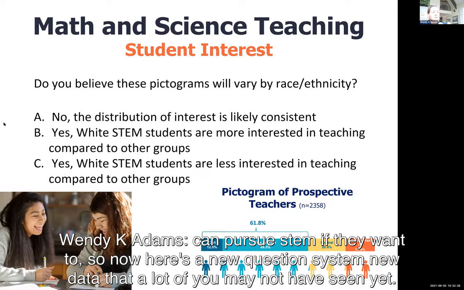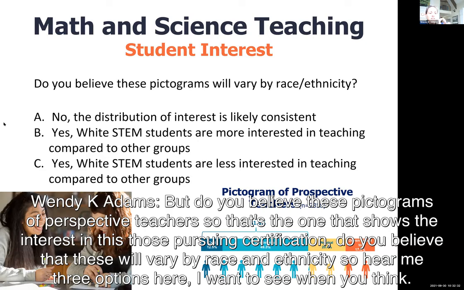So now here's a new question. This is some new data that a lot of you may not have seen yet. But do you believe these pictograms of prospective teachers, the one that shows the interest, those pursuing certification, do you believe that these will vary by race and ethnicity? So here, I gave you three options. I wanna see what you think.